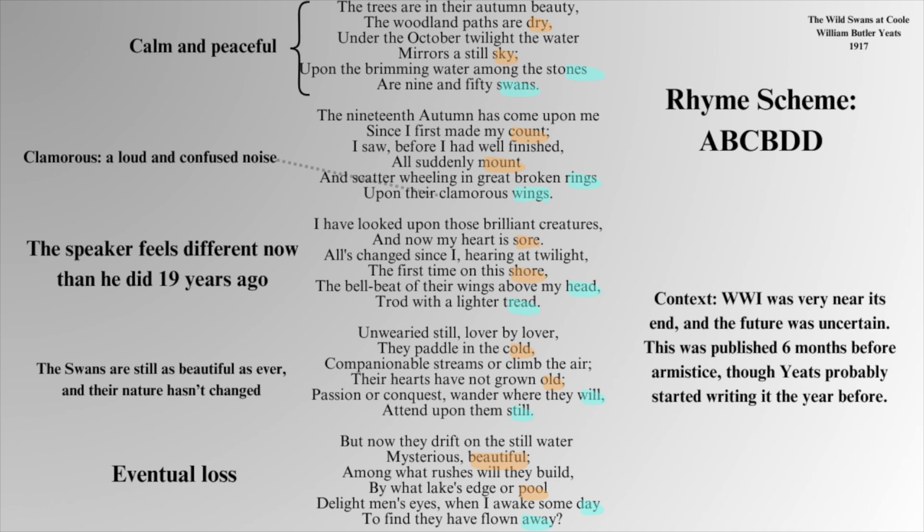Now, if we look at this from a structural standpoint, we've got 5 stanzas of 6 lines each, and there's a rhyme scheme of A, B, C, B, D, D, which means that the first and third lines don't rhyme. That's the A and the C. But the second and fourth lines do, and the 5th and 6th lines do. So it's got the flow and rhythm of a folk song. You could sing this; it has the feel of an old Irish folk song.